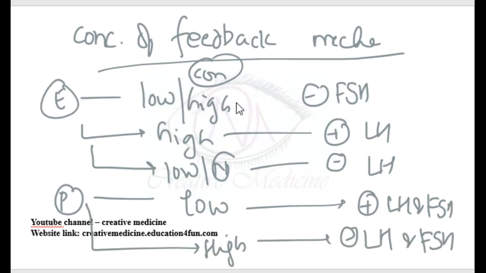So estrogen at low or high concentration inhibits or decreases FSH. Estrogen at high concentration increases LH. Estrogen at either low or normal concentration inhibits LH. Then progesterone at low concentration activates both LH and FSH. Progesterone at high concentration inhibits both LH and FSH.